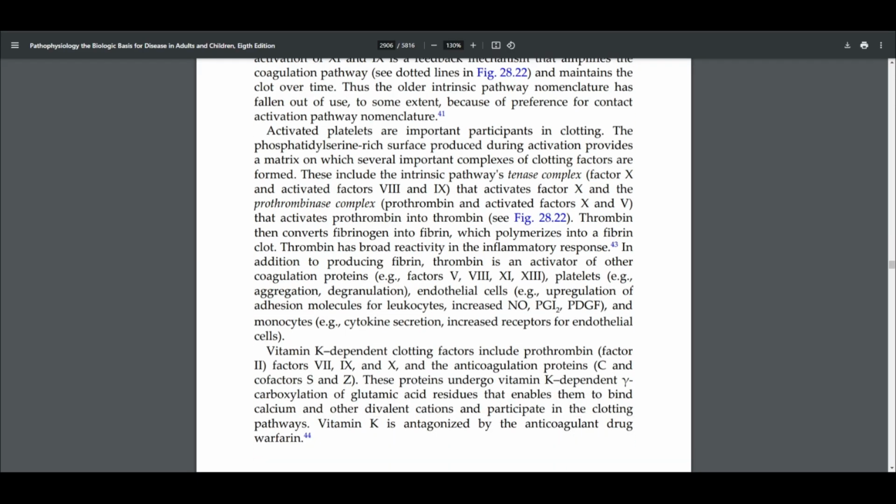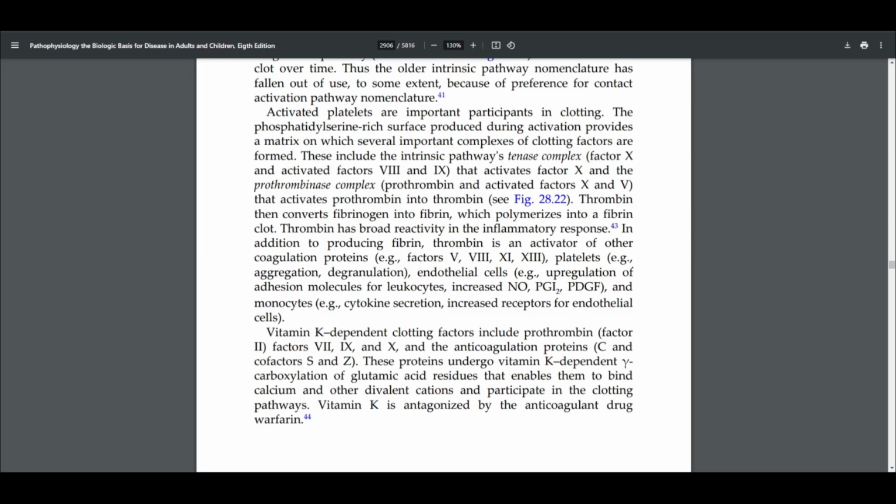Activated platelets are important participants in clotting. The phosphatidylserine-rich surface produced during activation provides a matrix on which several important complexes of clotting factors are formed. These include the intrinsic pathway tenase complex, with activated factors 8 and 9, that activates factor 10, and the prothrombinase complex that activates prothrombin into thrombin. Thrombin then converts fibrinogen into fibrin, which polymerizes into a fibrin clot.